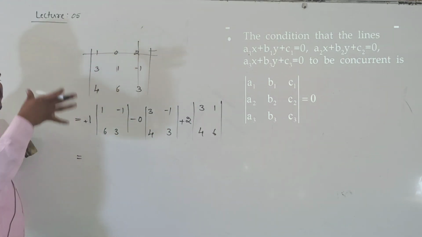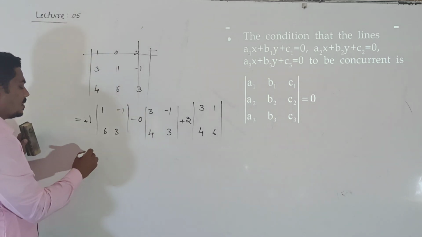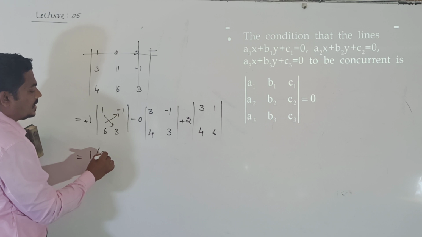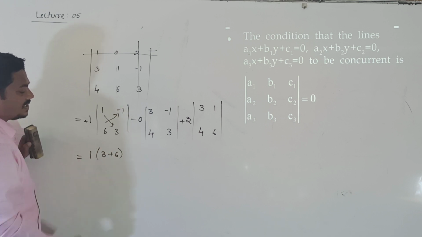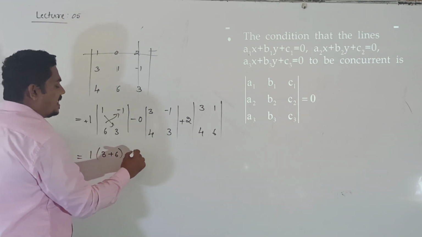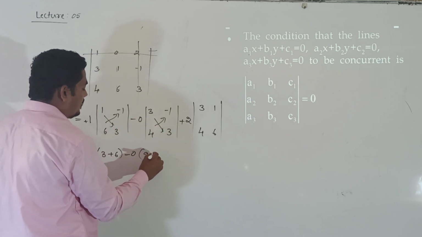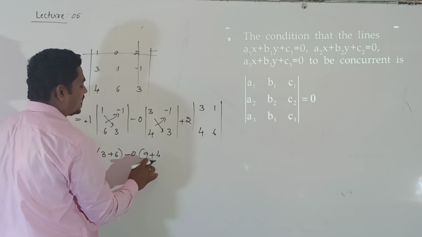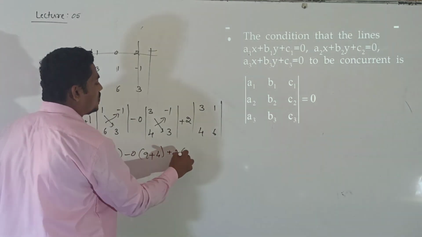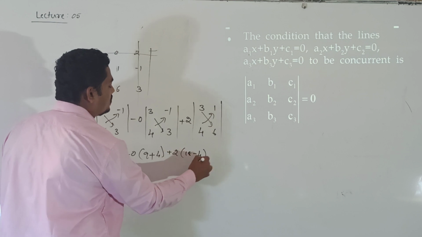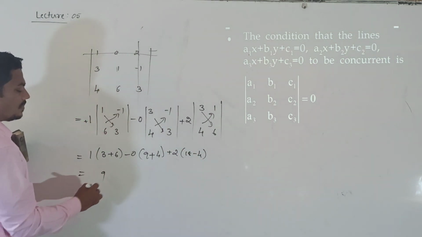First reduce the 3 by 3 into 2 by 2. 1 into the product of diagonal elements minus the non-diagonal elements: 3 minus of minus 6, that is plus 6. Minus 0 into the product of diagonal elements minus the non-diagonal elements. It will be 9 minus of minus 4, right? Plus 2 into again the product of diagonal elements minus non-diagonal: 18 minus 4, right? It will be 9.